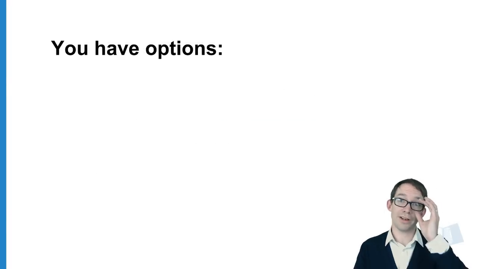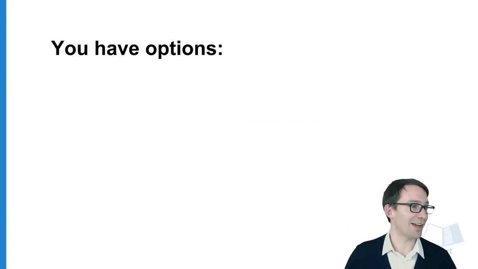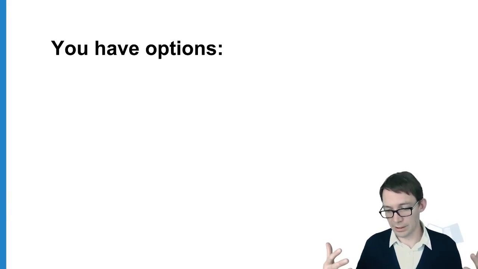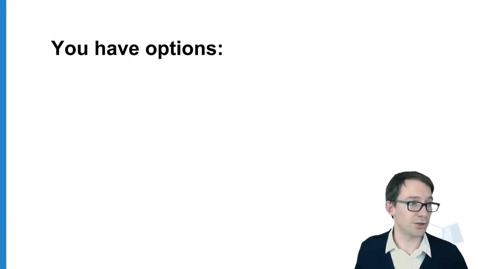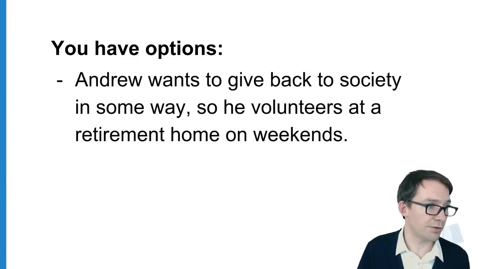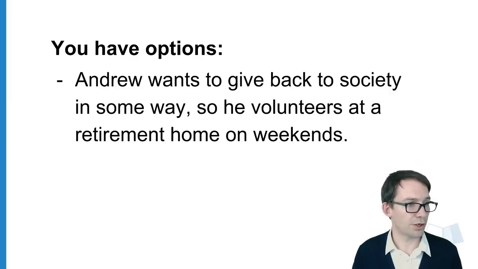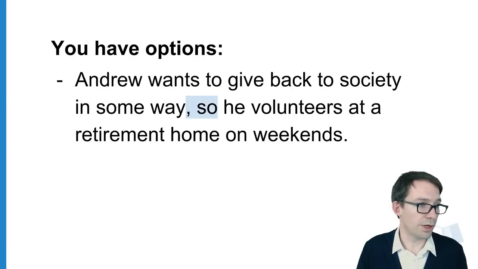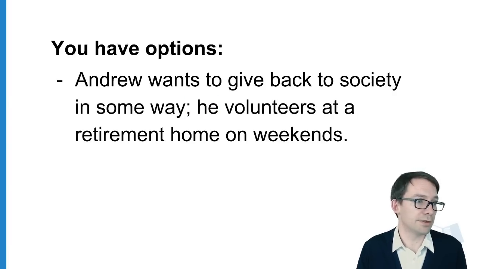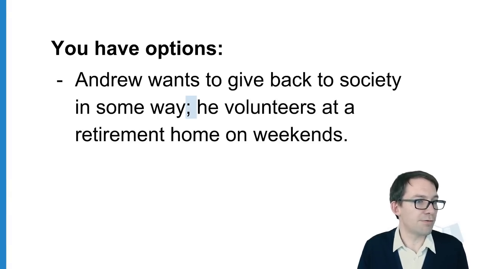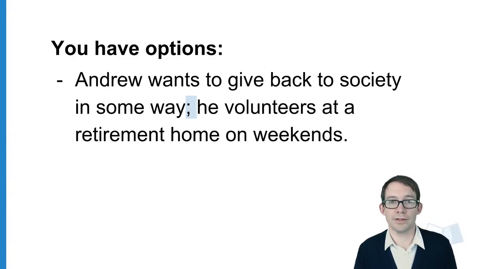So the whole point of this exercise, everything that I've been talking about, is to show that you have choices, you have options when it comes to connecting your ideas and making good sentences. You can take a sentence like this: Andrew wants to give back to society in some way, so he volunteers at the retirement home on weekends. You can substitute so with a semicolon, like this: Andrew wants to give back to society in some way; he volunteers at a retirement home on the weekends.